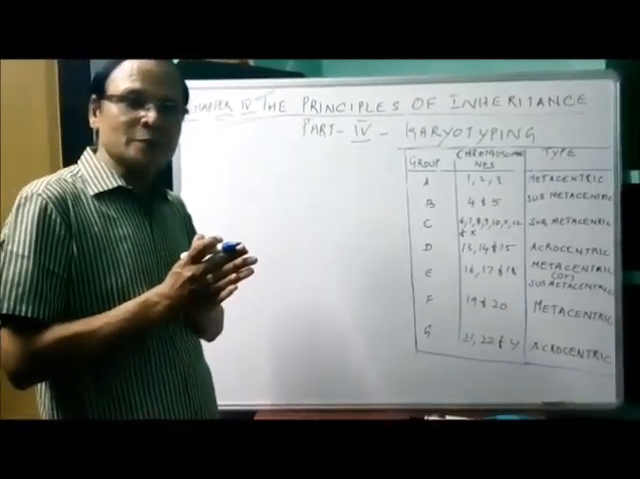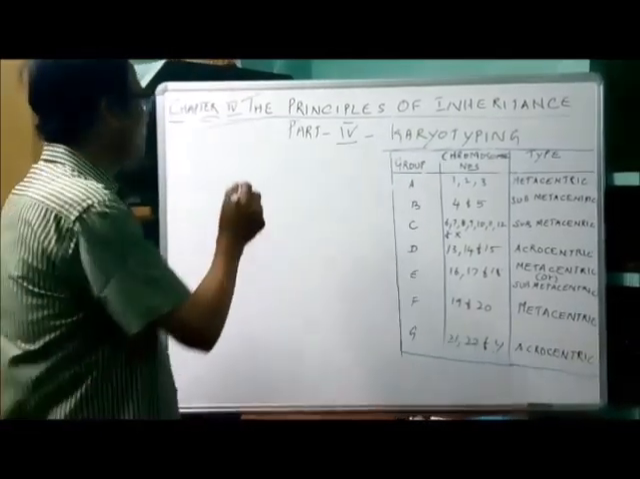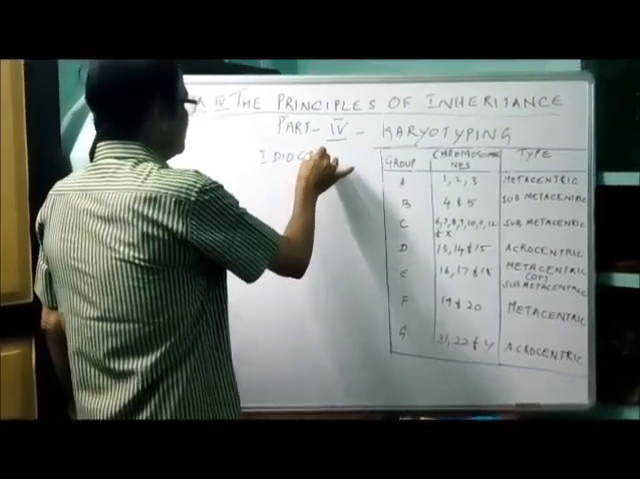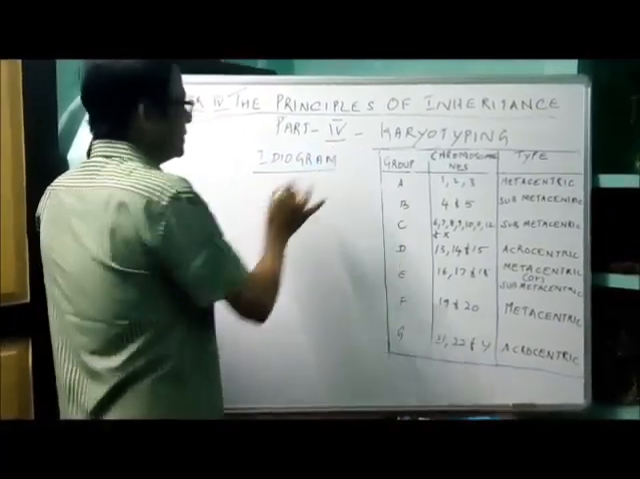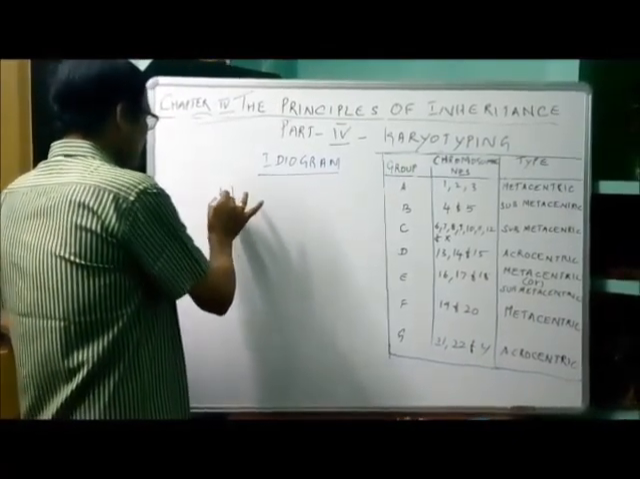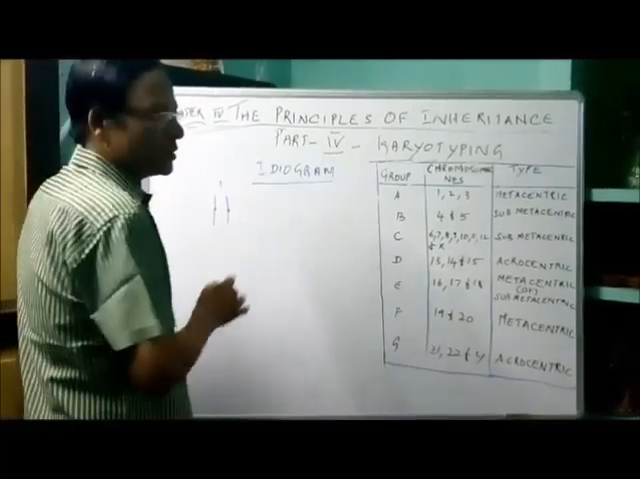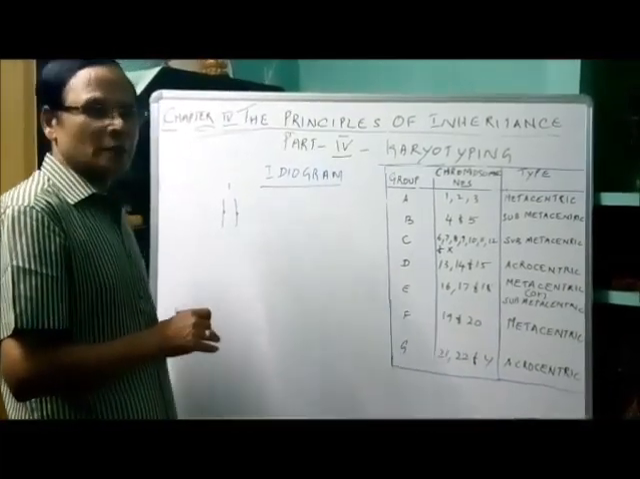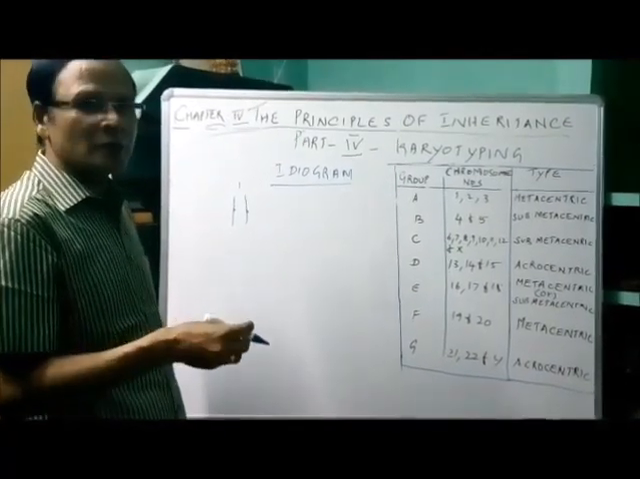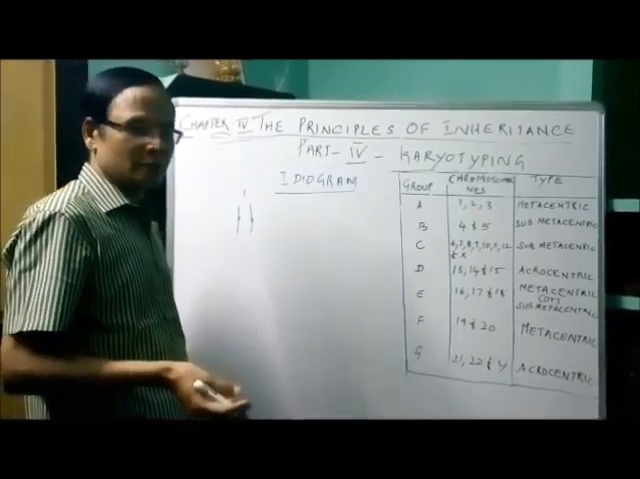Now, we can represent the chromosomes in a diagrammatic manner. The diagrammatic representation of the chromosomes, that is a human karyotype, is called ideogram. In that ideogram, the different pairs of chromosomes are represented. Suppose this is the first pair. Actually, in the ideogram, the chromosomes are arranged in the order of decreasing length. That system is called Denver-London system.